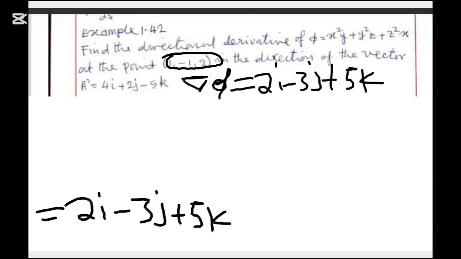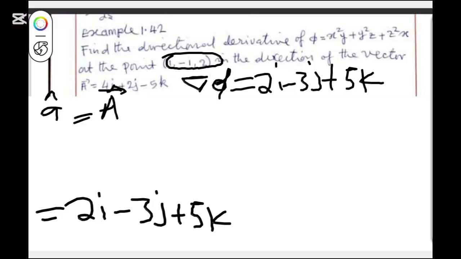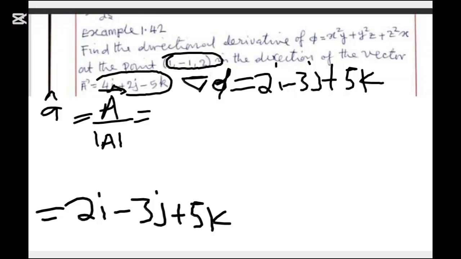So the next thing that I'm going to do is find the unit vector. This unit vector is the same thing as a vector a divided by the magnitude of this. So don't forget, this is the vector. We have 4i plus 2j minus 5k as usual, divided by its magnitude.